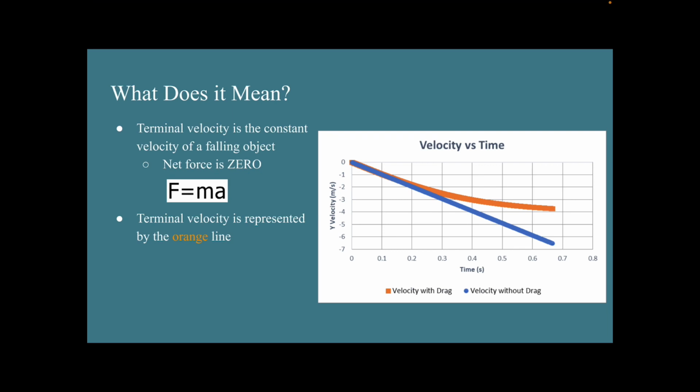In Newton's second law, force equals mass times acceleration, the net force is seen to be 0 when acceleration becomes 0. In this example, the orange line, which represents velocity with drag, depicts terminal velocity, because velocity is slowly reaching a constant state.